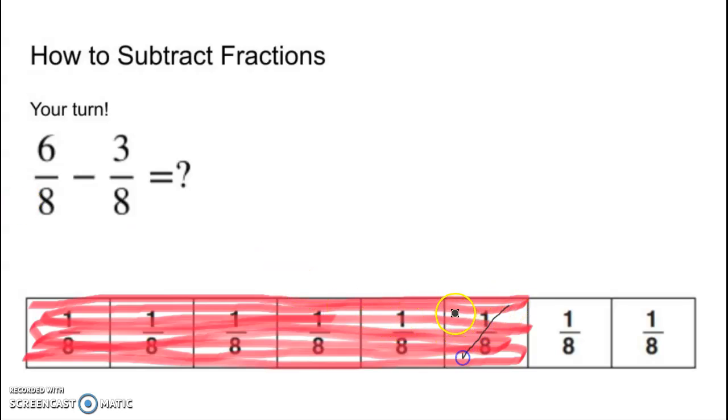So 1, 2, 3/8. How many eighths of the ones we shaded in are left over? All we have to do is count them up. So we count them up and it'd be 1, 2, 3/8 are left over.